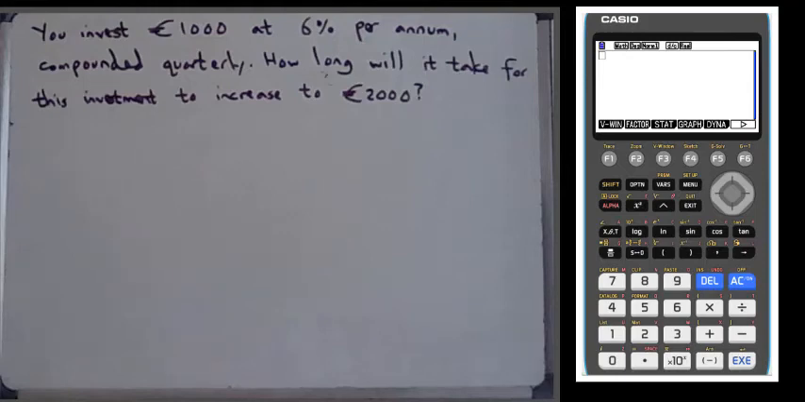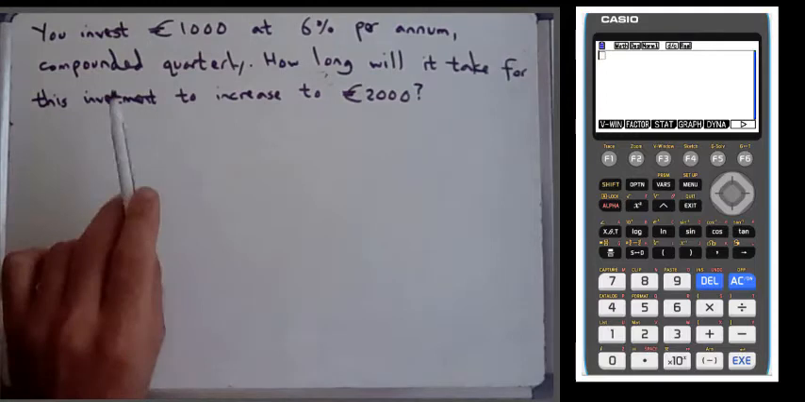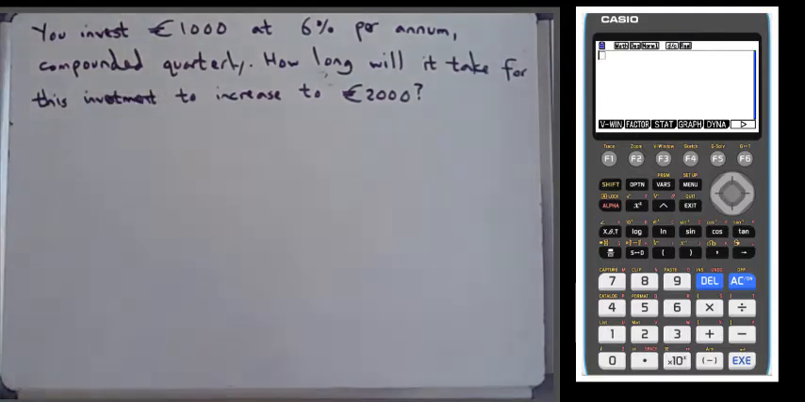You invest €1,000 at 6% per annum, compounded quarterly. How long will it take for the investment to increase to €2,000? So this is a compound interest question. There are other ways to do this.